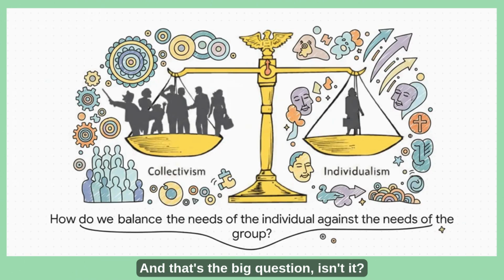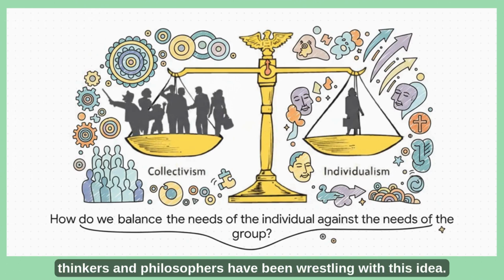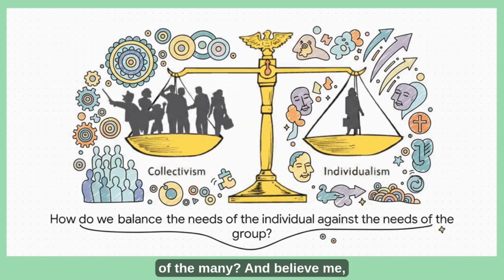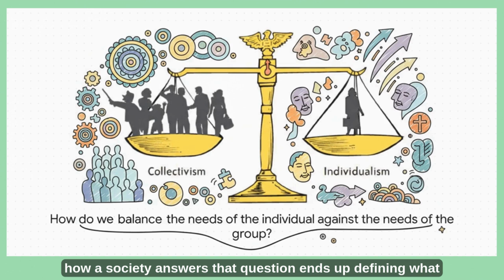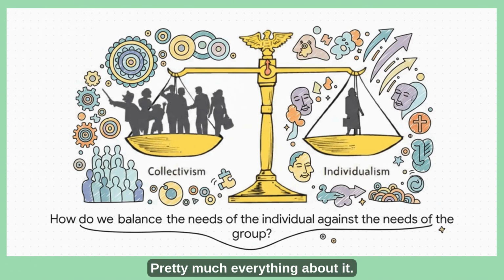And that's the big question, isn't it? How do we balance those two things? This isn't a new problem, by the way. For hundreds, even thousands of years, thinkers and philosophers have been wrestling with this idea. How do you weigh the needs of one person against the needs of the many? And believe me, how a society answers that question ends up defining pretty much everything about it.